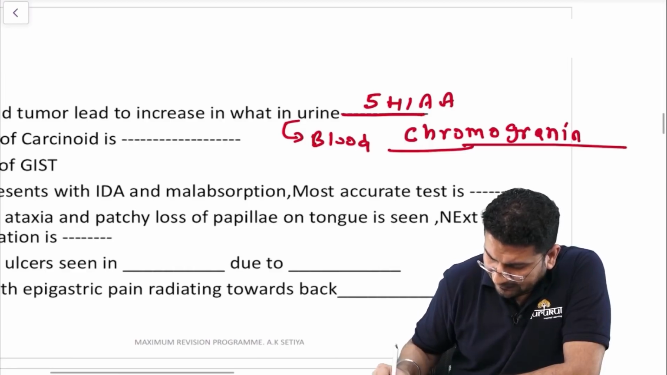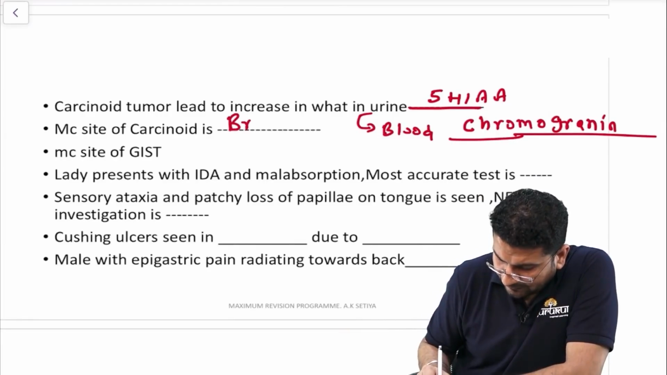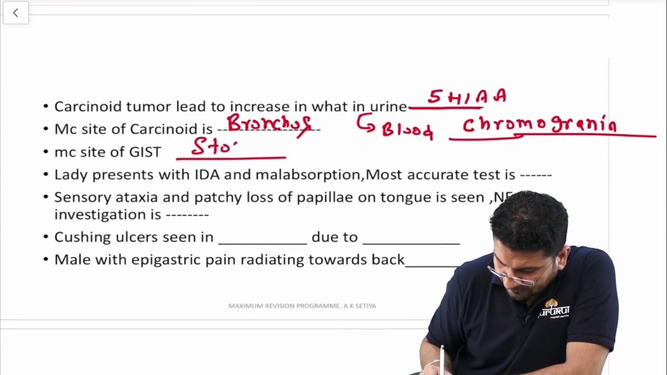This is my list of expected questions. Most common site of carcinoid, remember this is bronchus. If I say most common site of GIST, this will be stomach.